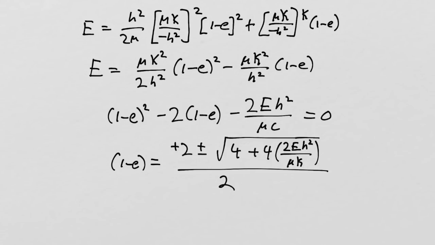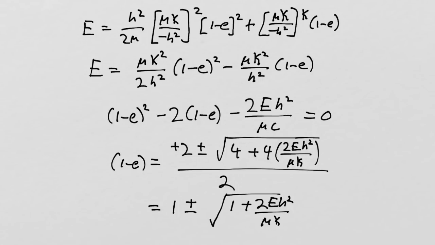And so the solution to that, we just run it through the quadratic equation, make sure we got this right. It's minus B, so that's the plus 2, plus or minus the square root of B squared, which is 4, minus, I worked this out, so it's minus 4AC. A is 1, so it's minus 4. C is negative, so that minus becomes a plus, and this is C, 2Eh squared over mu K, all over 2, and that reduces to 1 plus or minus the square root of 1 plus 2Eh squared over mu kappa.